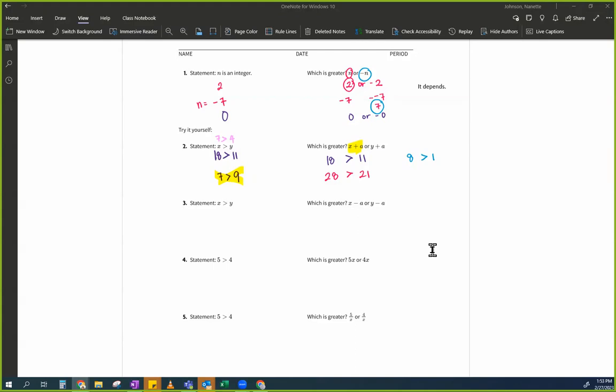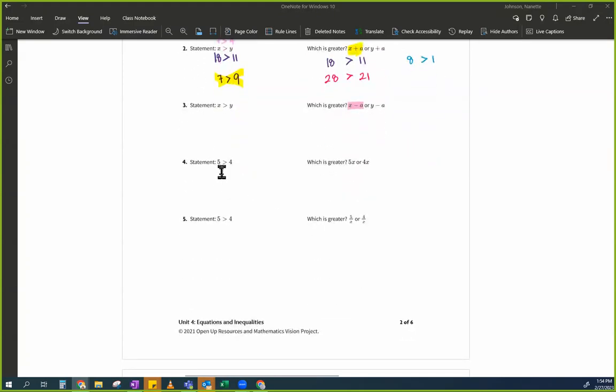Yeah, very good. It's still the same. It's going to be x minus a. Because if I'm older than you, which I am, and we go back some number of years, will I still be older than you then? And the answer is yes. Okay, let's continue. 5 is greater than 4.